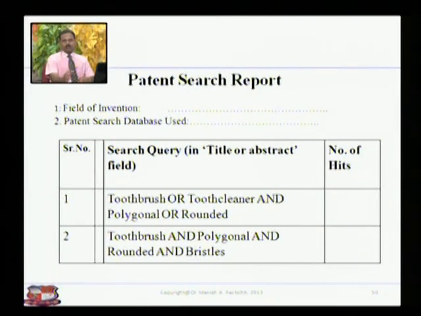Then in the second option we have used toothbrush and polygonal, and we get 28 patents. Then third, and so on. So accordingly we have to prepare this kind of search report.